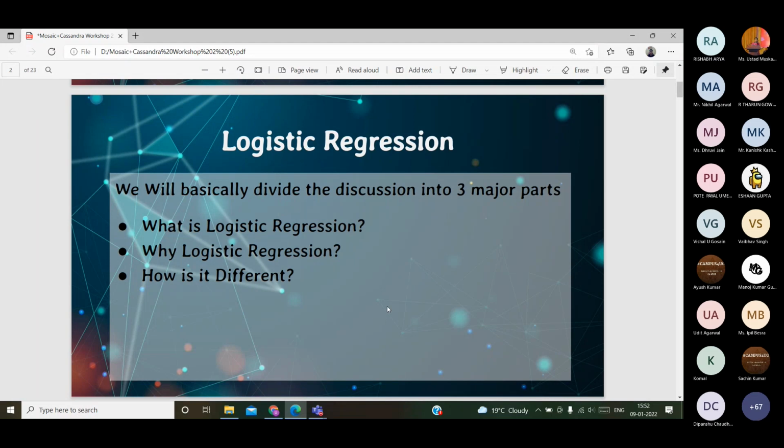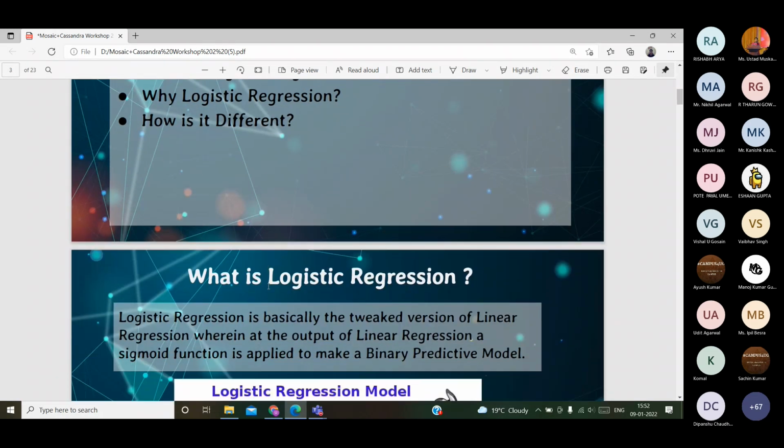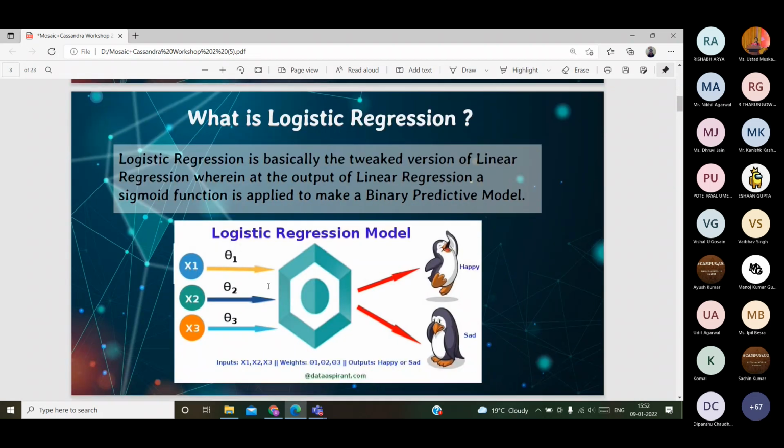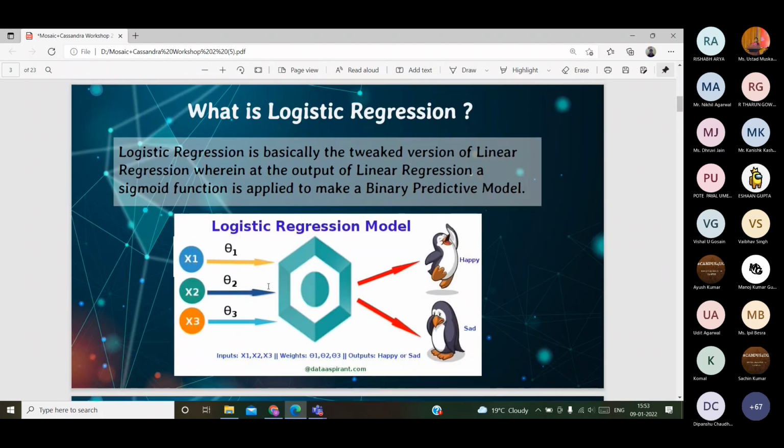Let us begin with logistic regression. We do not have much time, so we will not go into deep calculations. We will discuss three parts: what logistic regression is, why we use it, and how it is different from linear regression. So logistic regression is basically a tweaked version of linear regression, wherein a sigmoid function is applied at the output of linear regression to make a binary predictive model.